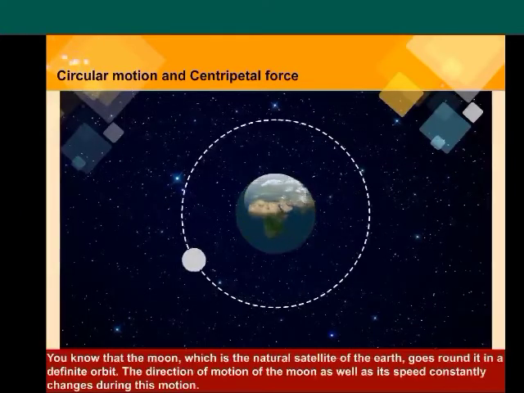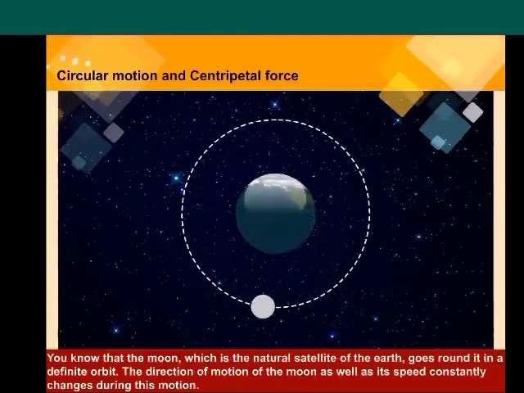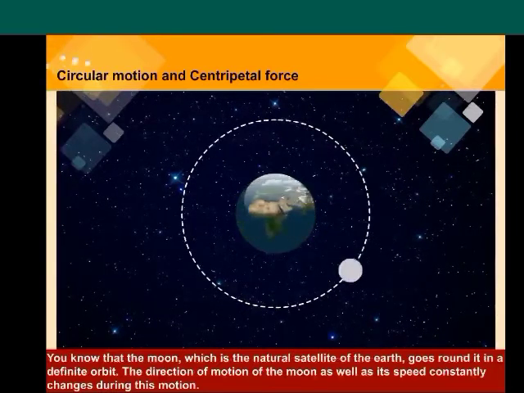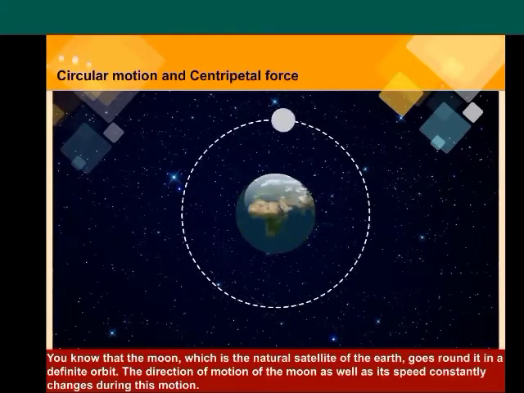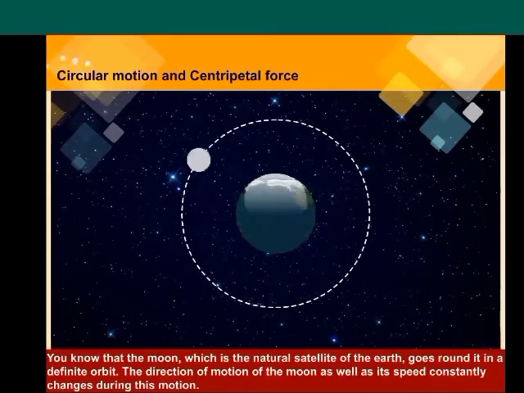You know that the moon, which is the natural satellite of the earth, goes around it in a definite orbit. The direction of motion of the moon as well as its speed constantly changes.